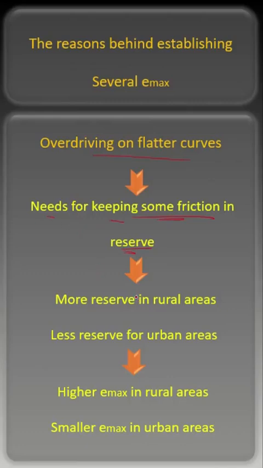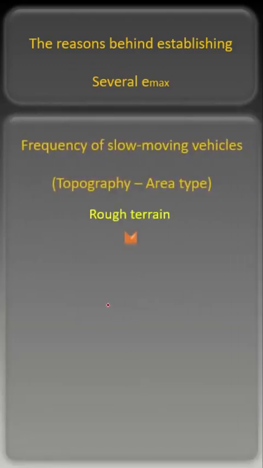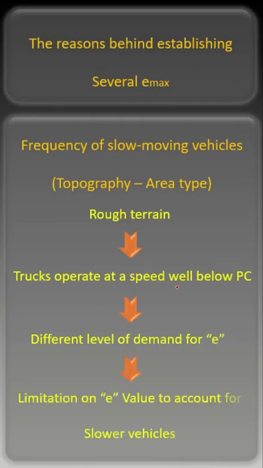As we found out, the higher Emax we select, the wider this safety margin gets, which makes it more appropriate for rural areas where the running speed is higher than urban areas. Second, rough terrain makes trucks lose more speed than passenger cars, which causes different level of demand for sustaining lateral acceleration. Using too high superelevation rates, slow drivers will experience too much negative side friction, which can result in excessive steering effort and erratic operation.